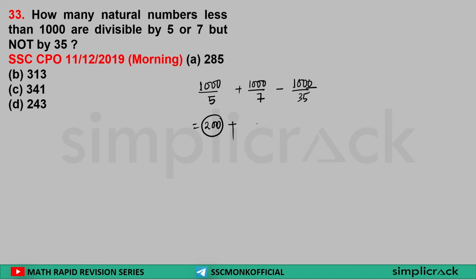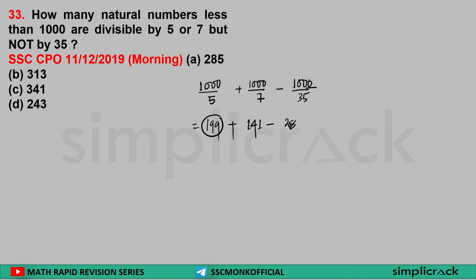Plus 1000 divided by 7 is equal to what? See, here there is one flaw. Here I have to find the numbers less than 1000, and 1000 is divisible by 5. So here I have to write down 199. Okay. Now 1000 divided by 7 is equal to what? 7 1 just 7, 7 4 is 28, 7 1 just 7. So these many numbers are divisible by 7. Minus 1000 divided by 35. So 35 2s are 70, 35 8 is equal to 280, 35 9 is equal to 300 something.